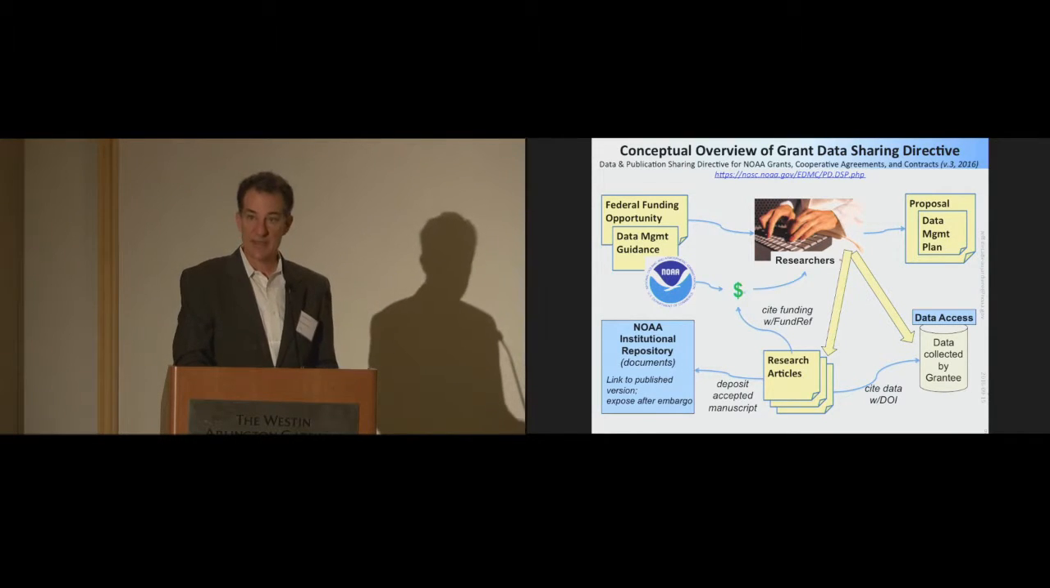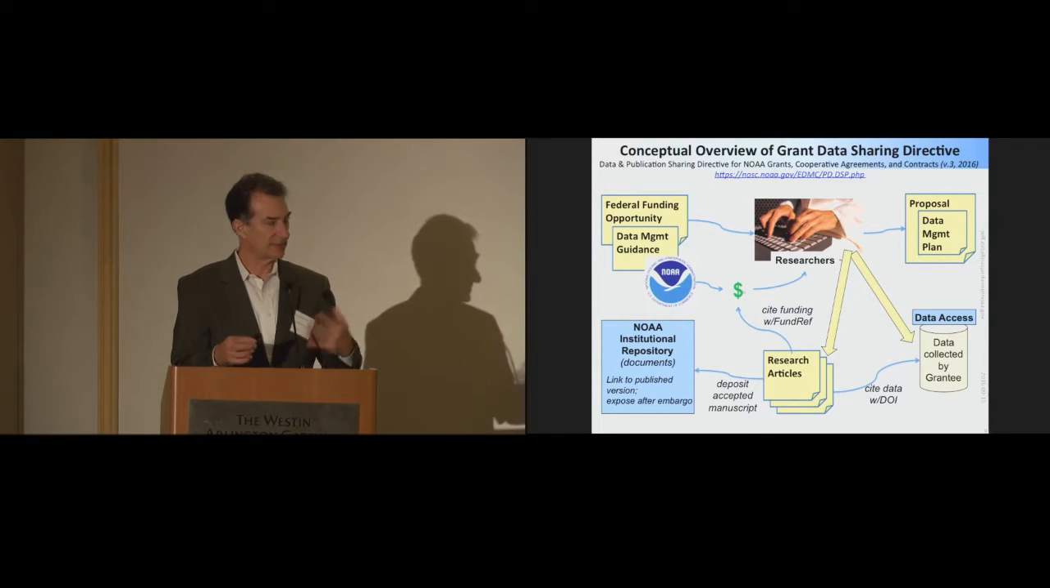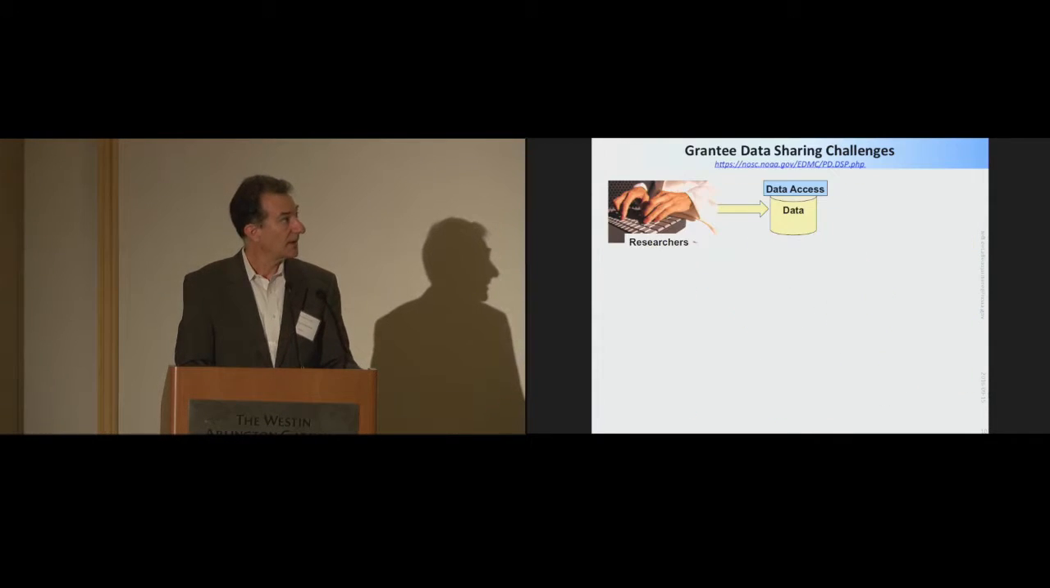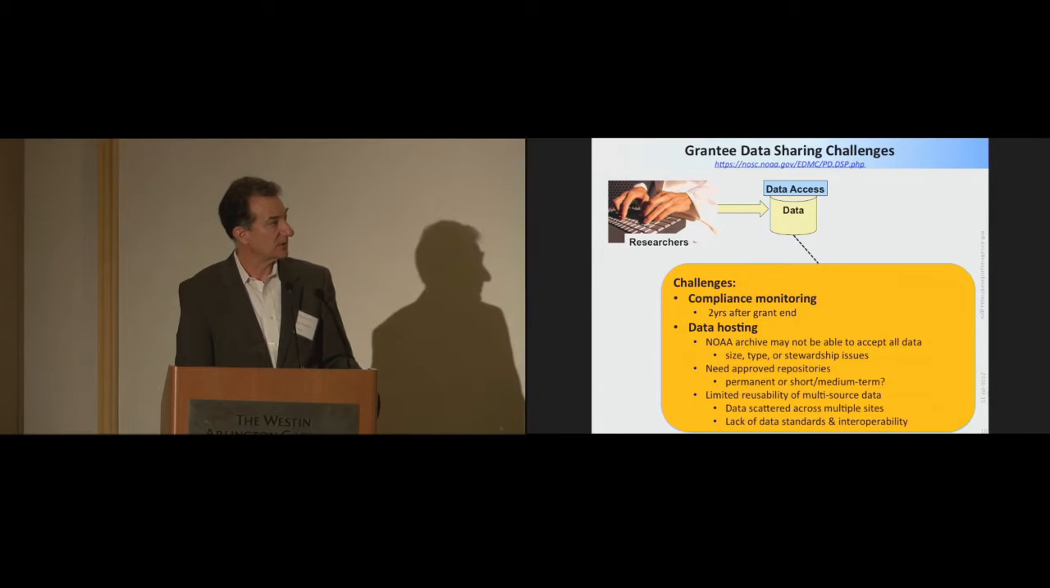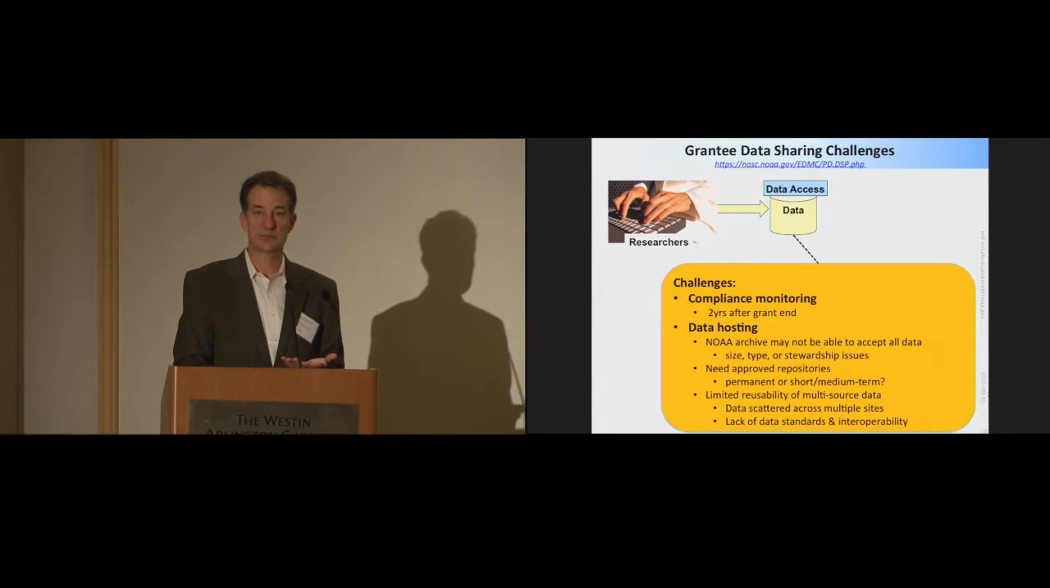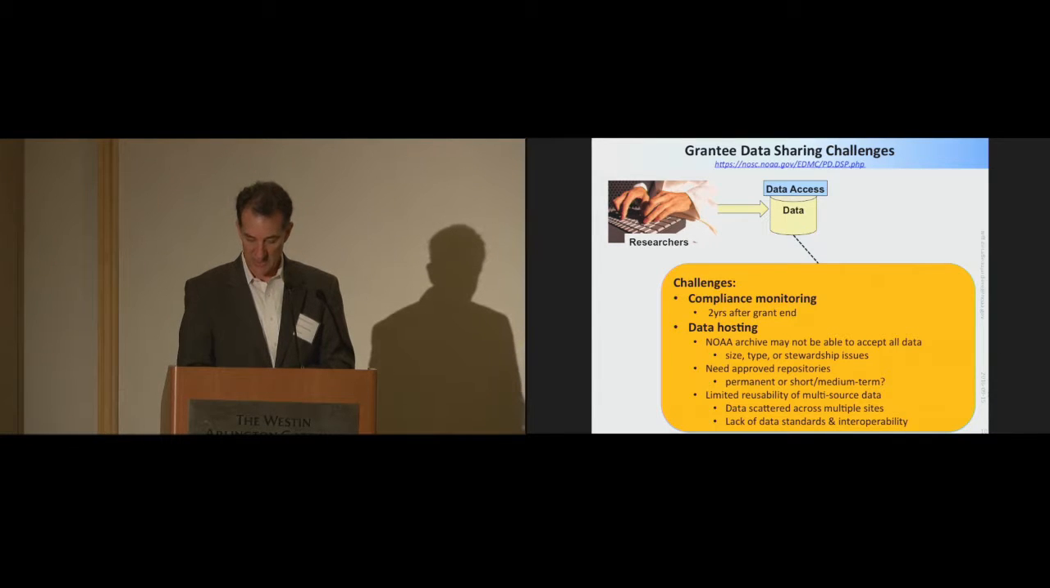This is starting to happen. A few federal funding opportunities have come out, we're starting to track, and there have been some augmentations to the tracking software to make sure that things are happening. But there are still some challenges. We're asking researchers to make their data accessible, but how do we monitor this? We're giving you 2 years after the end of the grant. Actually, technically, it's 2 years or at the time of publication of a paper based on the data, whichever is sooner. So how do we actually monitor this?